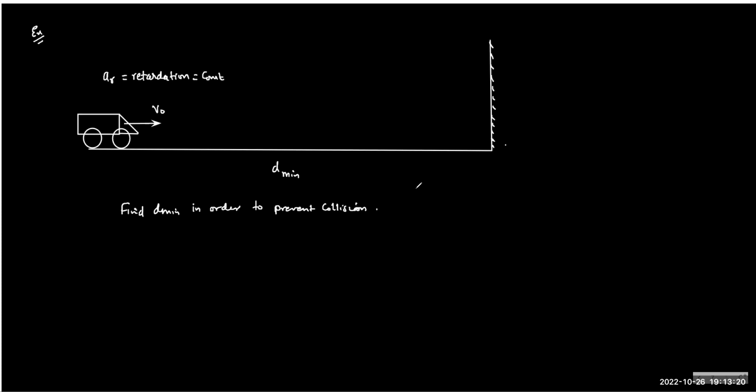So the minimum d means till you are about to hit the wall, you must come to rest. So velocity here must be 0. If you come to rest just before the wall, the collision will be prevented and so the accident. So the question is, what is the minimum d that should be? This is the safe distance, also known as the braking distance.